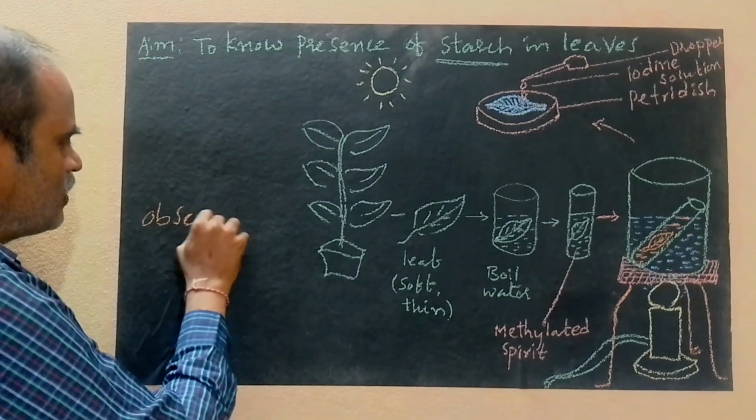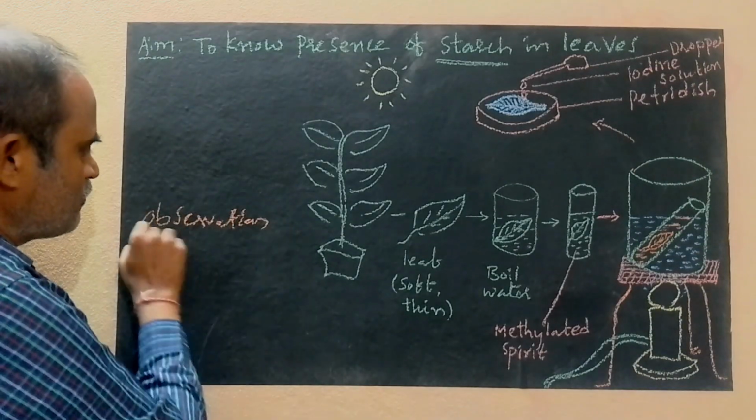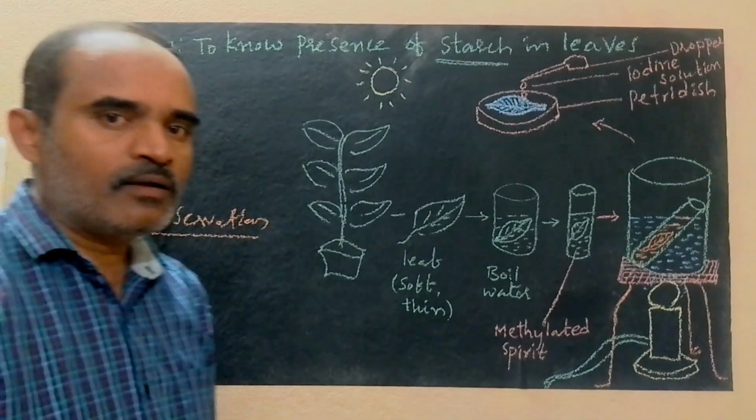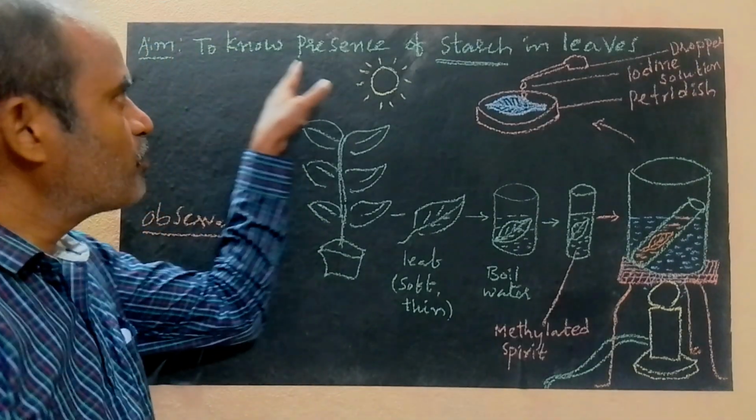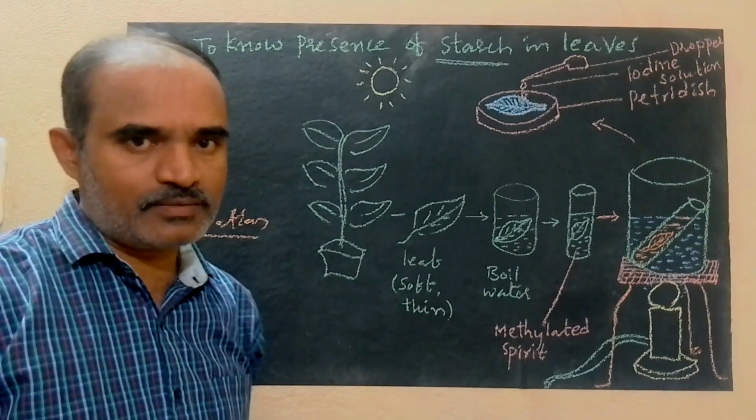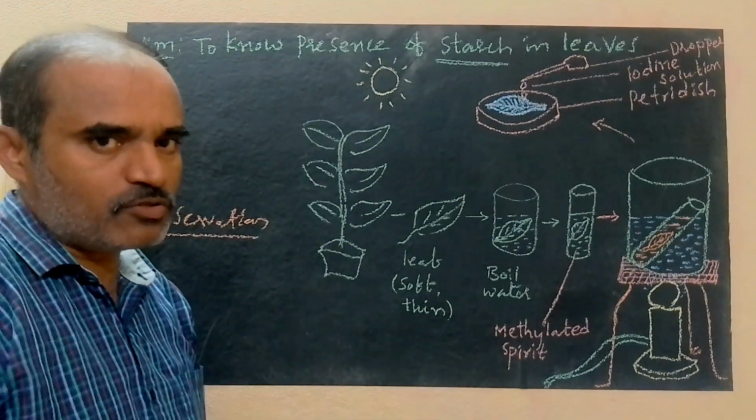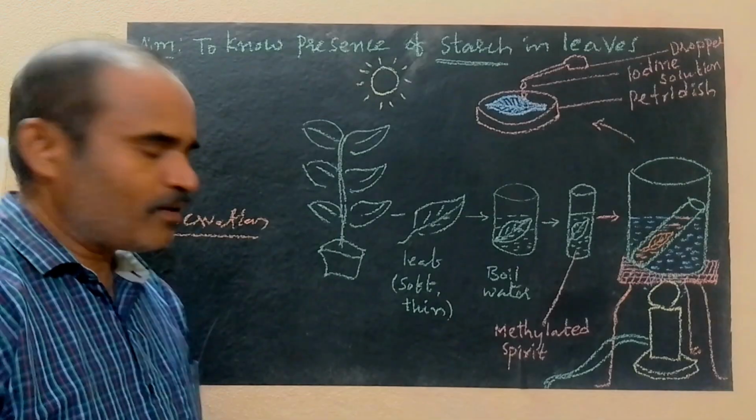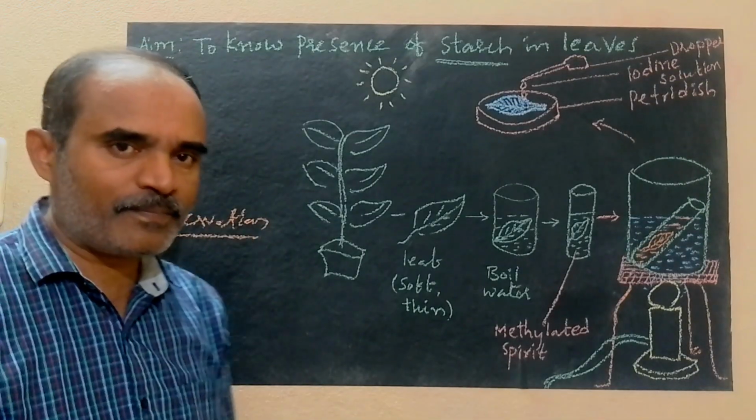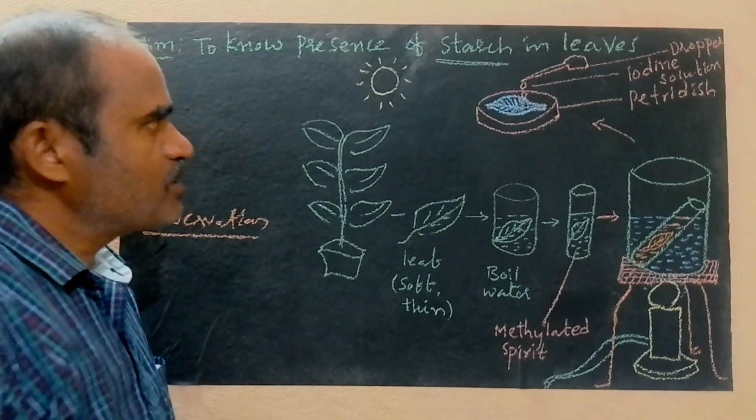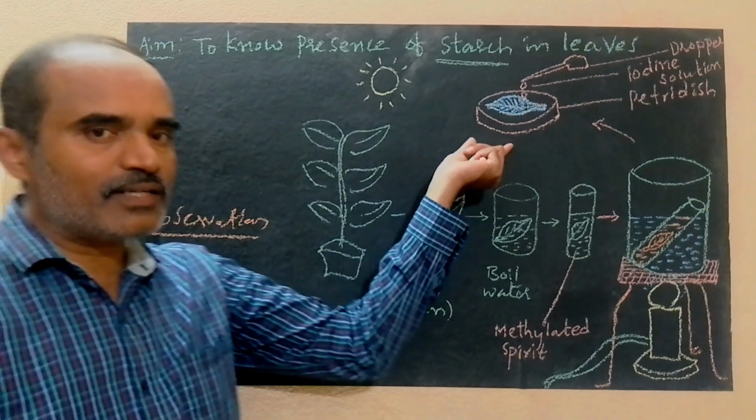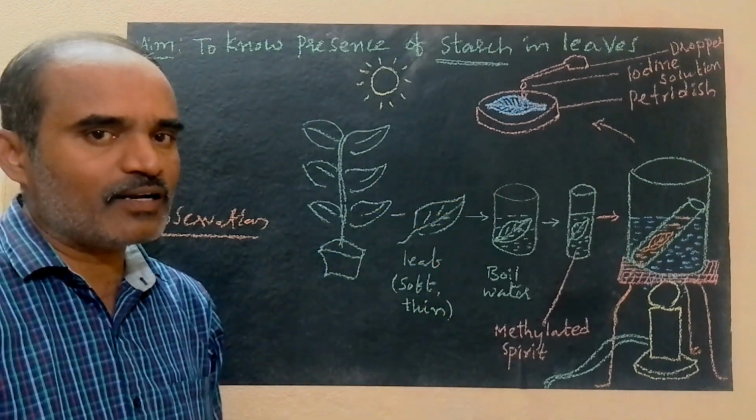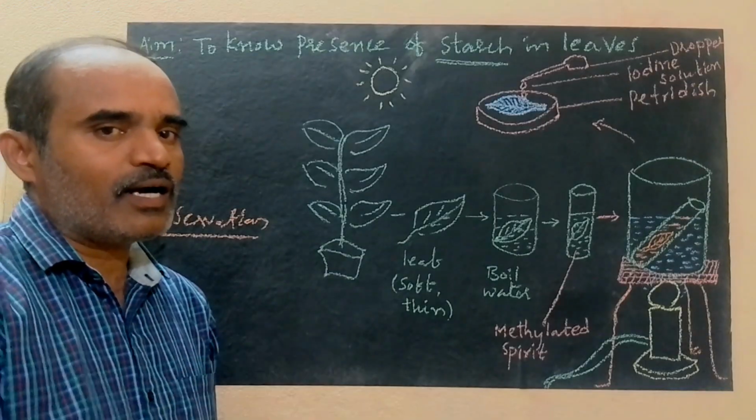So, observation. You know the aim of that activity: to know the presence of starch in the leaves. Required materials also we know. Procedure also we know, and we have followed that. And now observation. After boiling the leaf, the color of the leaf turns into pale color, white color.